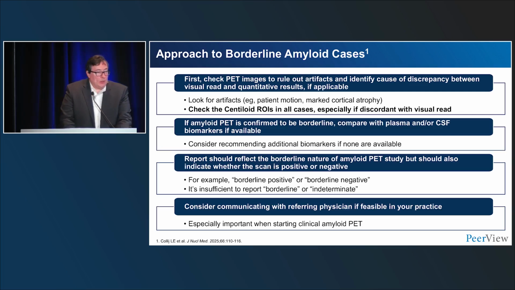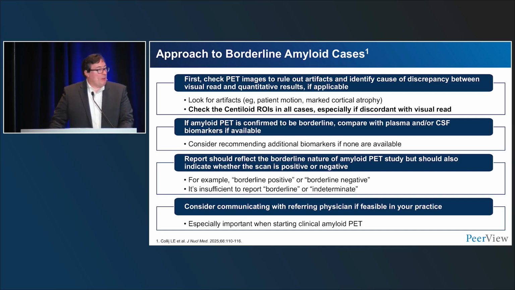So what to do when you have borderline amyloid cases? Well, first, look for causes, including artifacts and patient factors that may cause difficulty reading or discrepancy between your visual interpretation and quantitative results. So look for patient motion. This can cause apparent blurring of gray-white matter boundaries because they're moving. Cortical atrophy is a common cause of difficult cases. And then make sure you look at the Centiloid ROIs. Make sure they're in a reasonable location.